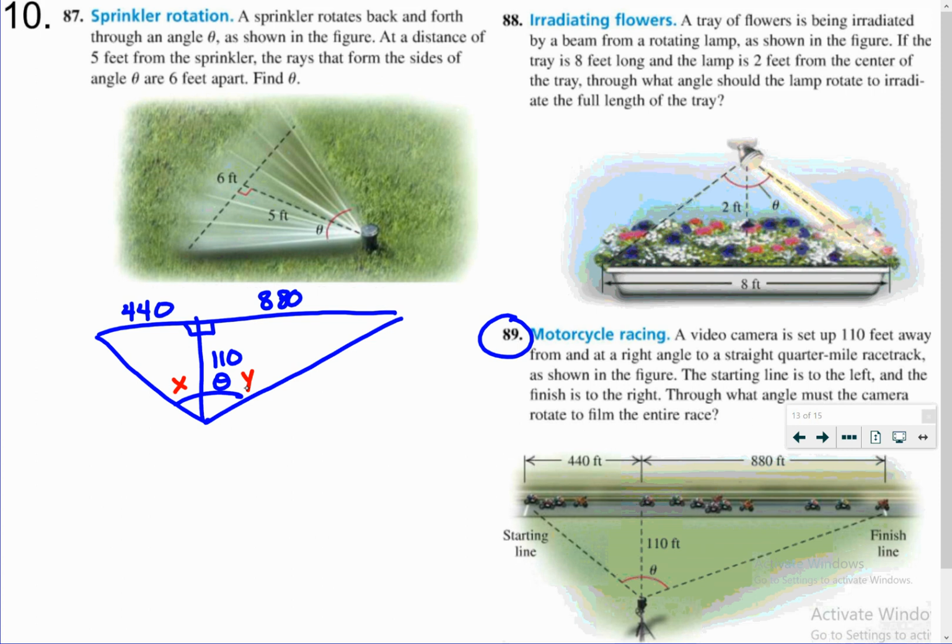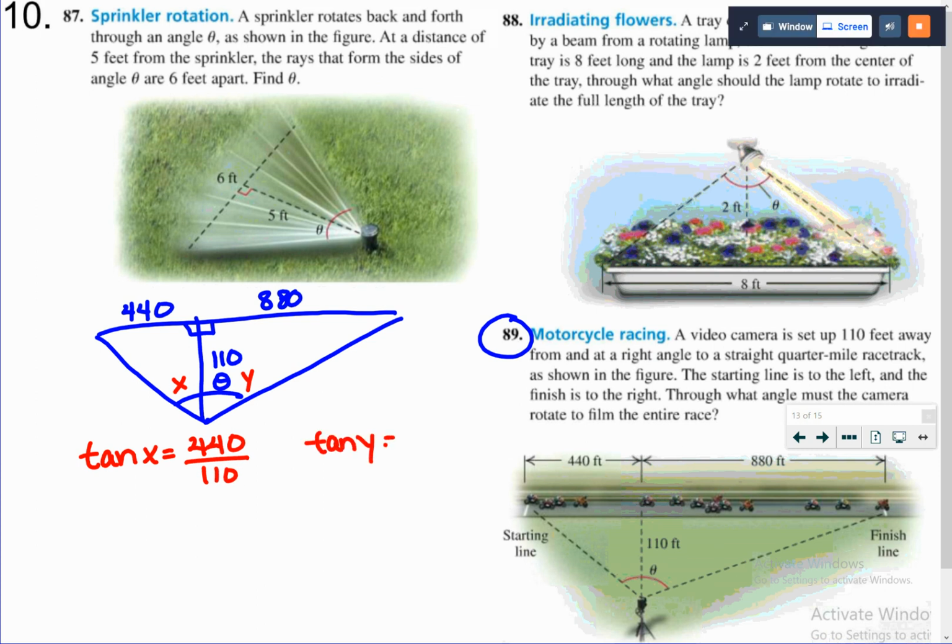Okay, so let's talk about x, that triangle on the left. How are 440 and 110 related to it? It's going to be a tangent. Tangent of x equals opposite 440 over adjacent 110. And then y is going to be tangent again, but it's going to be 880 over 110.